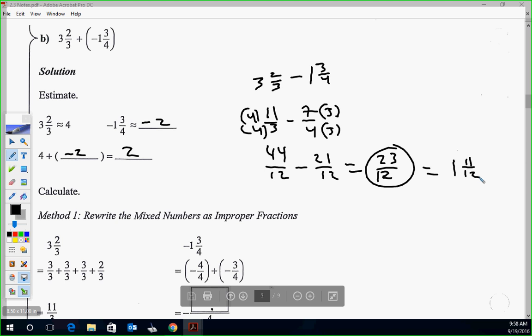So if you turn to your boxes there, you can see it's 7/4, then -21, 23/12, and then change it to 1 and 11/12 in the boxes if you're filling them in.